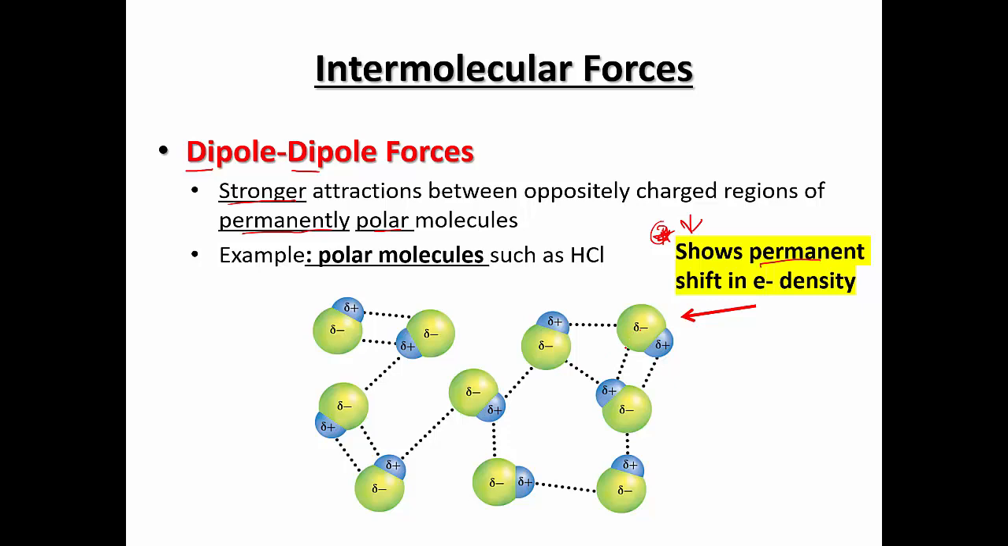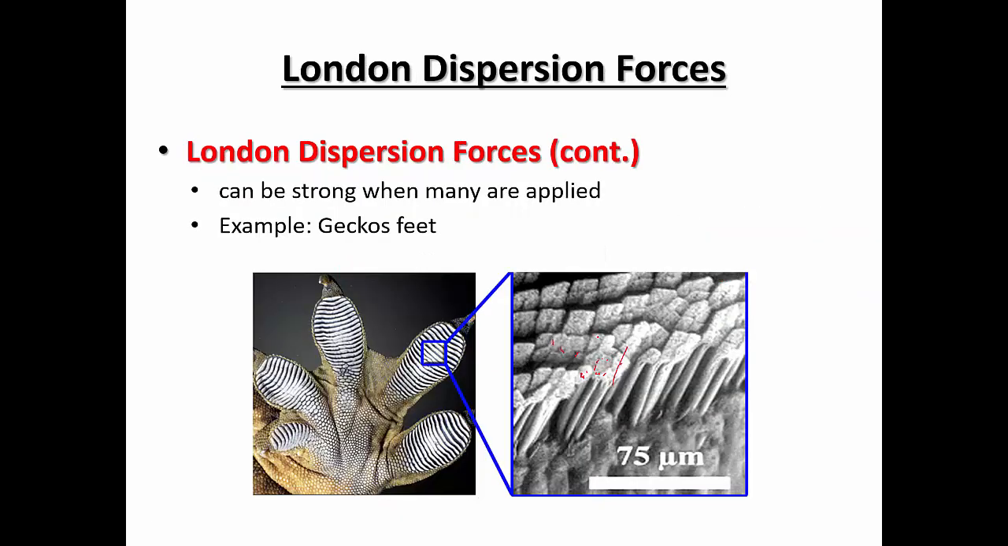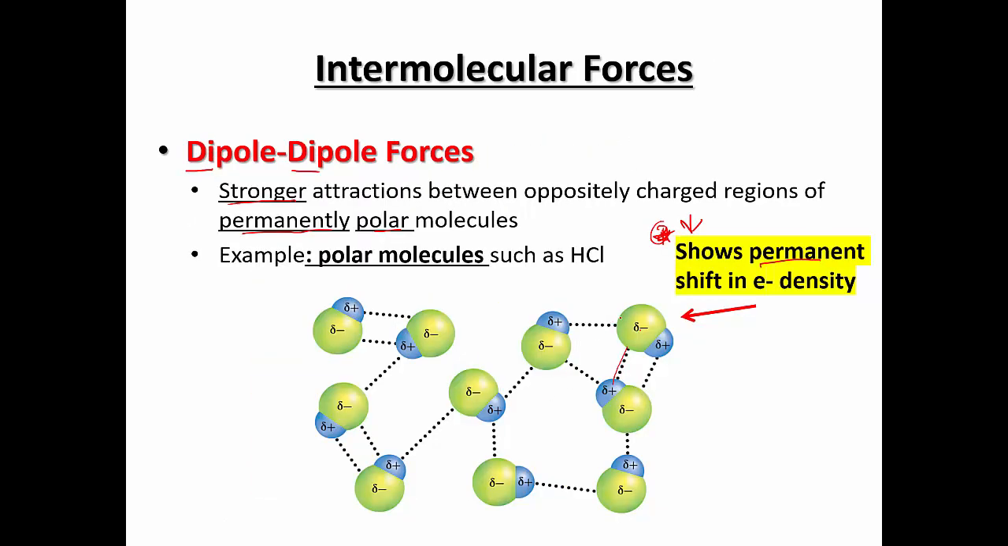And that negative wants to attract to the positive parts of another molecule. That negative wants to attract to the positives, and positives attract to other negatives. So we get that full positive-negative attraction between polar molecules. So hydrochloric acid, HCl, is an example that wants to stick together. They want to hold together more. So it's a stronger force of attraction between separate molecules.